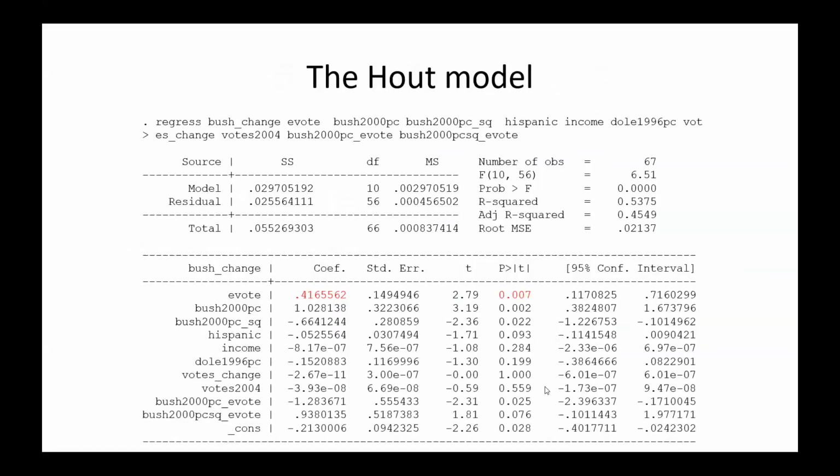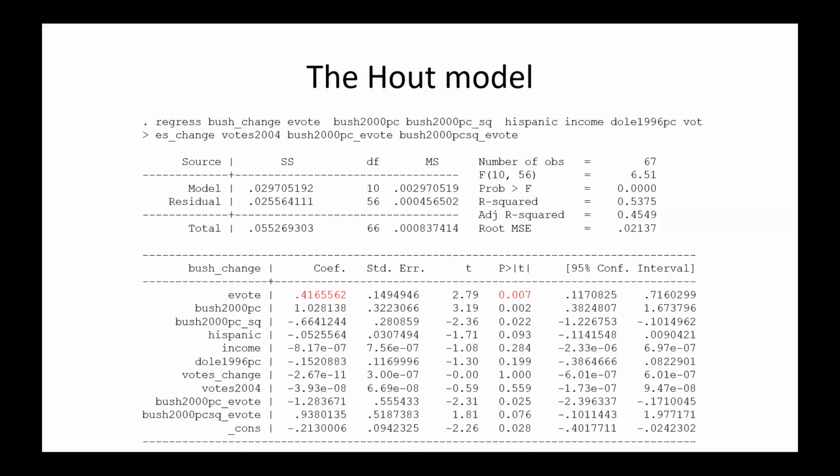All right. So the Hout model in its entirety is here. We see R squared is 53%. This is a social science data set. 53% is pretty good, right? We never get 90% or even 80%. So 53% is pretty good. So e-voting here has a positive coefficient, and more importantly, it's significant. So it's exactly what Hout said.